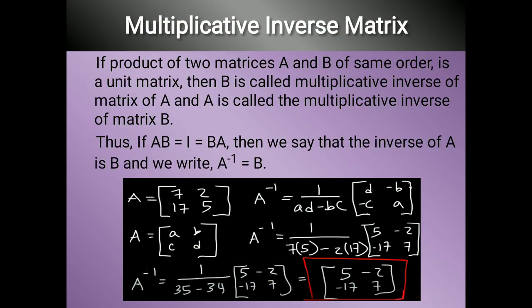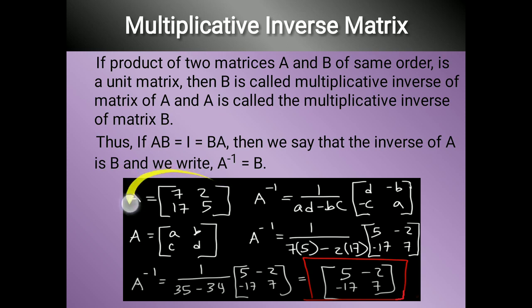Let's move on to the next, multiplicative inverse of a matrix. See here, if the product of two matrices A and B of the same order is a unit matrix, then B is called the multiplicative inverse of matrix A, and A is called the multiplicative inverse of B. This is the condition: if A into B gives you the identity matrix, or B into A gives you the identity matrix, then you can say that they are multiplicative inverses.